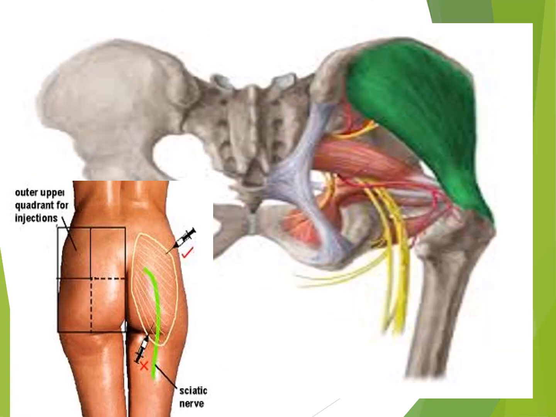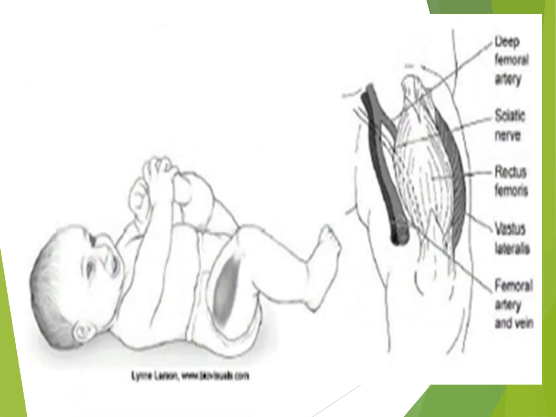Of course, this shows you the upper outer quadrant of the injections that we can give, and the different areas, making sure that we never hit that sciatic nerve for the patients. Okay, that's for the babies, right? The site that we're going to be using.